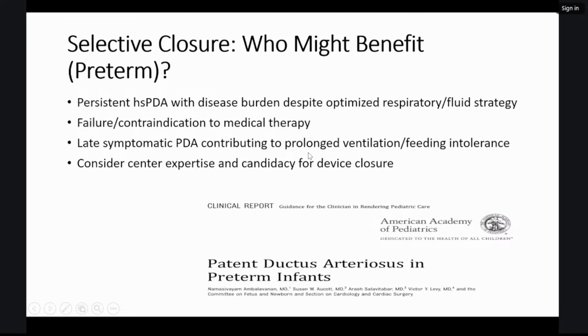So selective closure, who might benefit? Persistent HSPDA with a disease burden despite optimized respiratory and fluid strategy, failure or contraindication to medical therapy, and late symptomatic PDA contributing to prolonged ventilation or feeding intolerance. Considering the center's expertise and candidacy for device closure, it has to be decided whether to go for transcatheter closure or surgical closure. This is given by the AAP in 2025.